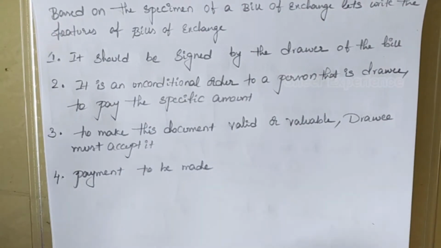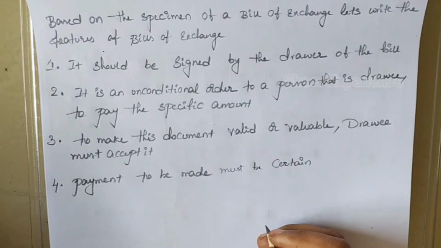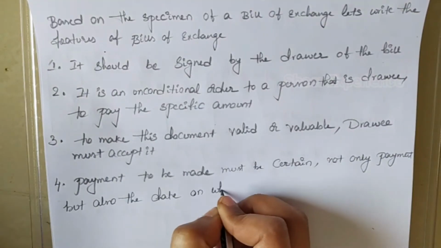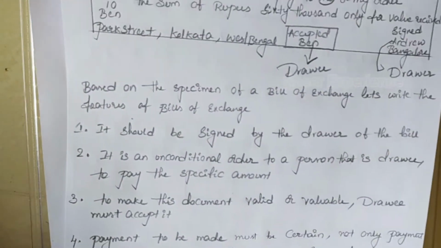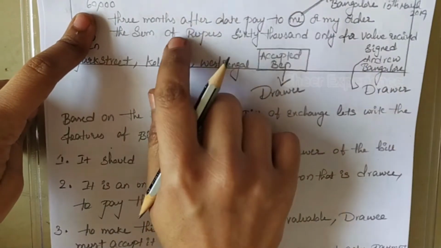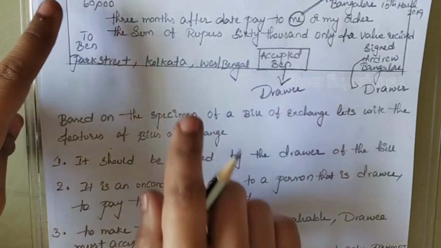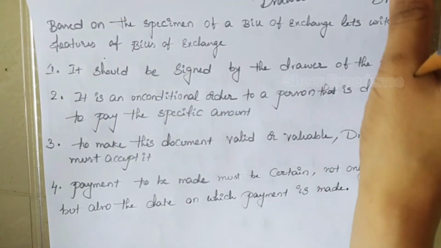Our fourth feature is payment to be made must be certain. That means the payment details should be mentioned in the bills of exchange specifically. Not only the payment but also the date on which the payment is made. Here if you see in the bill of exchange we have mentioned the period of the bill, that is 3 months after the date, and also we have mentioned the date on which the bill of exchange is issued. So this point talks about the payment details.